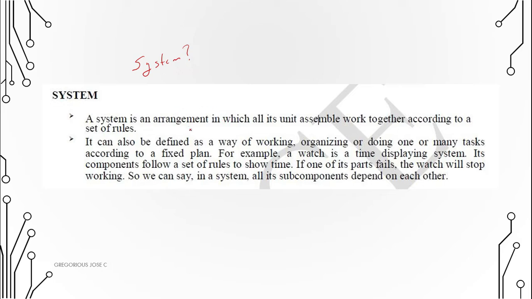So a system is an arrangement in which all its units assemble and work together according to a set of rules. So it is the definition of a system. System എന്ന് വെച്ച് കഴിഞ്ഞാൽ it is an arrangement in which all units assemble and work together. So ഒരു system എന്ന് പറയുന്നത് ഒരു arrangement ആണ്. So it is an arrangement and all the units assembled and work together based upon a set of rules. ഒരു particular set of rulesന്റെ ബേസിസിൽ അതിനുള്ളിലുള്ള എല്ലാ യൂണിറ്റ്സും ഒരു പർട്ടിക്കുലർ അറേഞ്ച്മെന്റിൽ അത് പാക്ക് ചെയ്തിട്ടായിരിക്കും ആ ഒരു സിസ്റ്റം എന്ന് പറയുന്നത്.